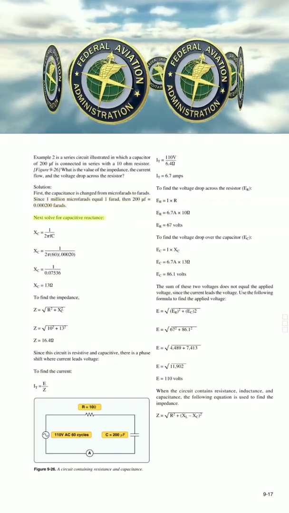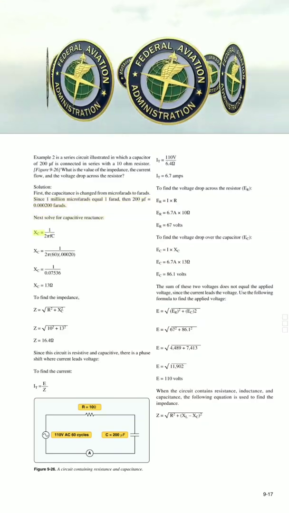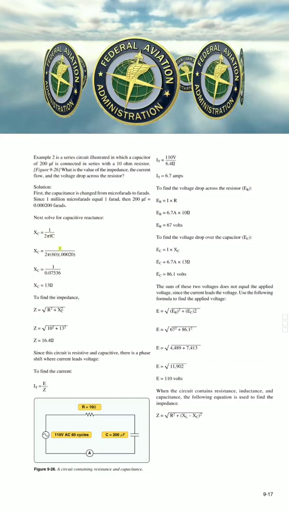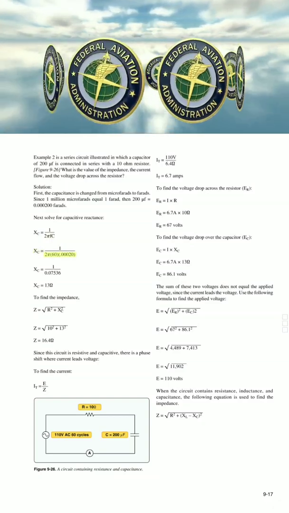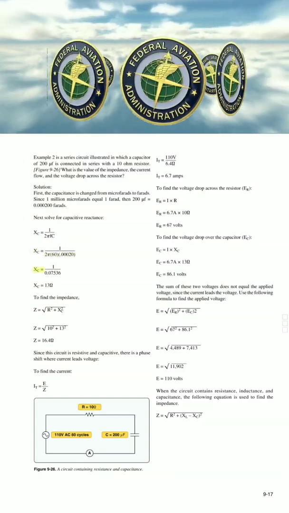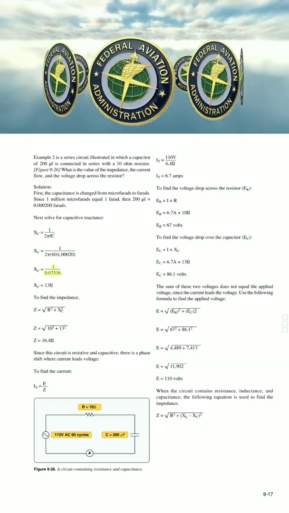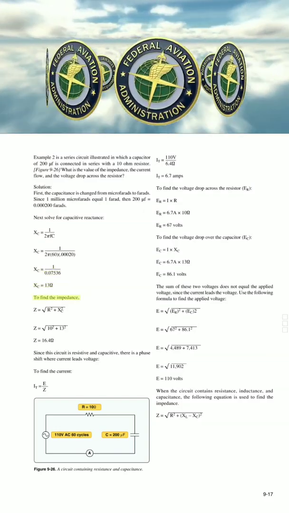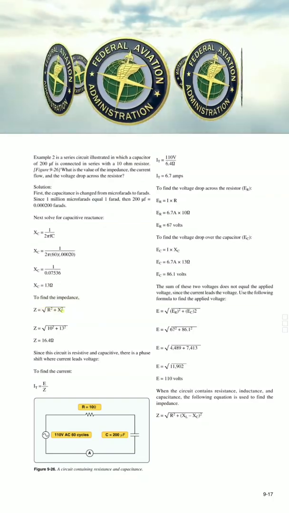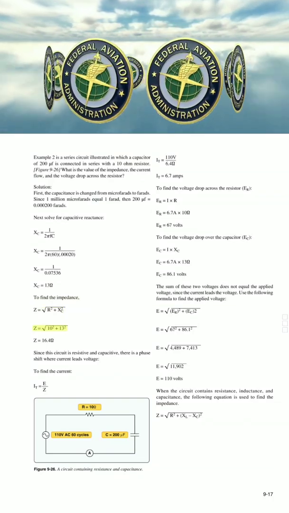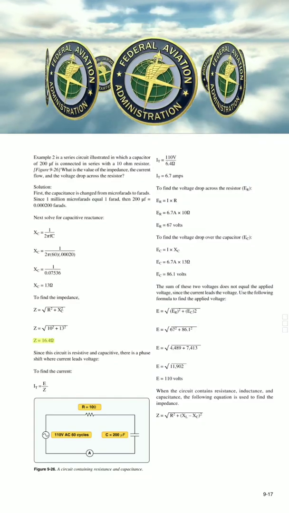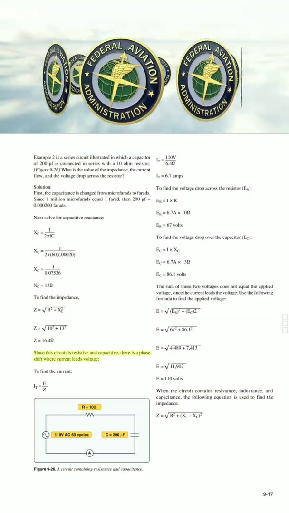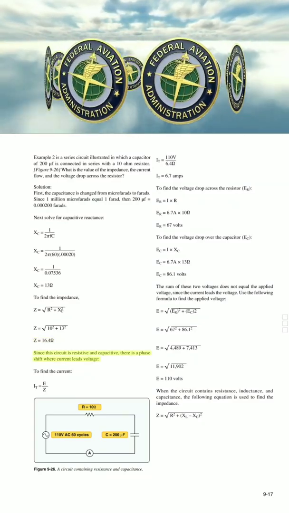Next, solve for capacitive reactance. XC equals 1 over 2 pi F C. XC equals 1 over 6.28 times 60 times 0.000200. XC equals 13 ohms. To find the impedance, Z equals the square root of R squared plus XC squared. Z equals the square root of 10 squared plus 13 squared. Z equals 16.4 ohms. Since this circuit is resistive and capacitive, there is a phase shift where current leads voltage.